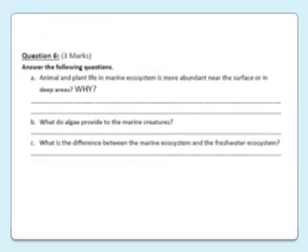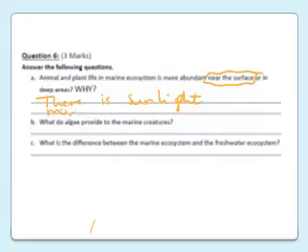Last question. Observe the following questions. Then read the following questions, then answer them. Is animal and plant life more abundant near the surface or deeper? Because of sunlight. Because there is, first of all, sunlight and because there is more resources for food and water. There is because of the sunlight and because there is more resources.